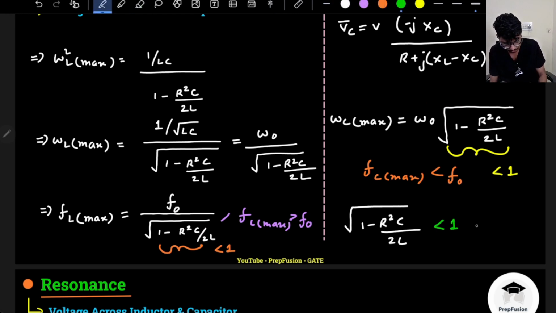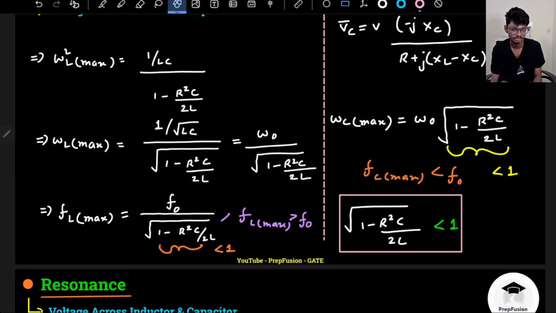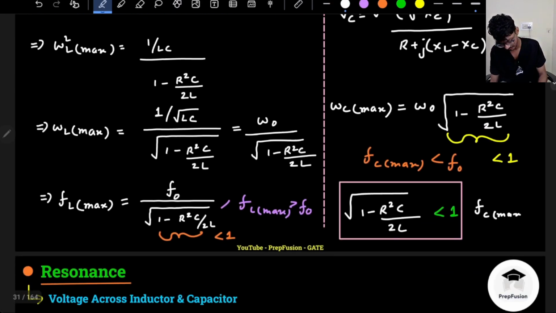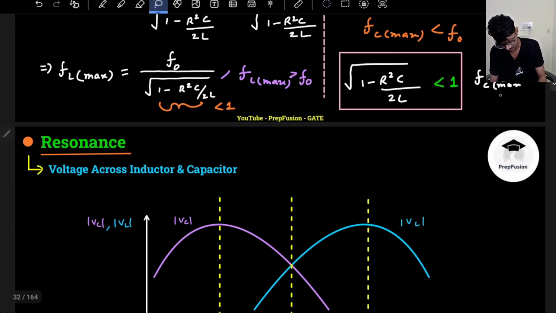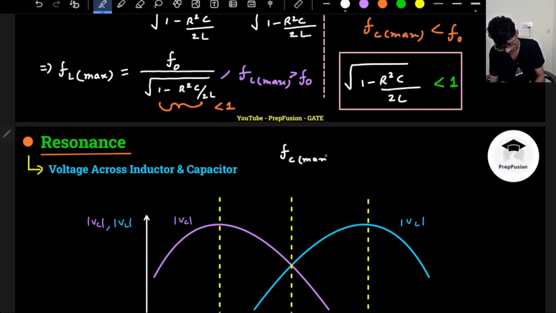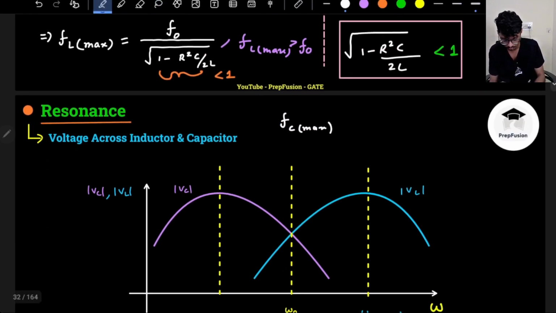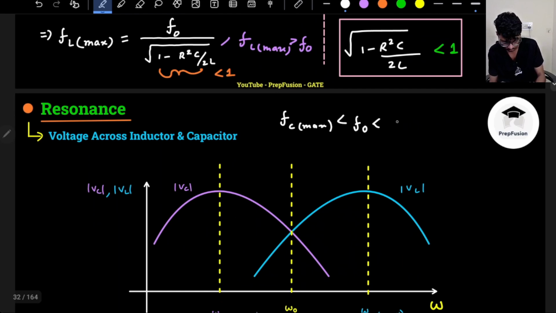So this is a very important conclusion. This one, if you can somehow remember, just understand some condition like this exists. Okay, just keep this in mind. So basically, what is the range of my FC and FL? FC max will always be less than F naught, will always be less than FL max. You can replace F with omega, that is also fine.